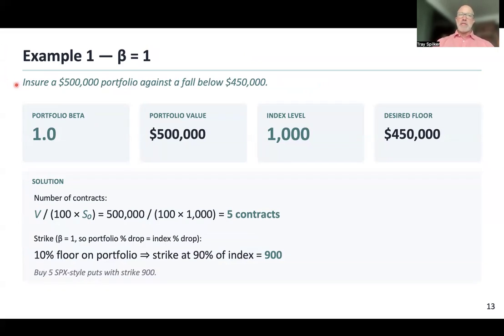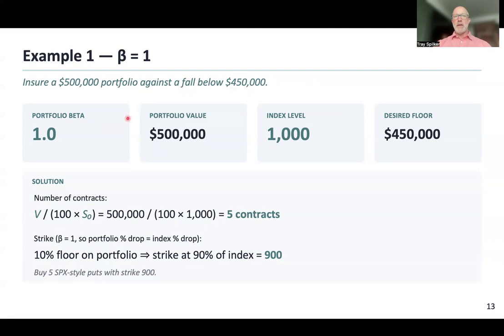We're starting with a setup where we have a $500,000 portfolio. So we've got a $500,000 all-equity portfolio, and we're concerned about the value falling by more than 10%. That is, we want to set a floor at $450,000.